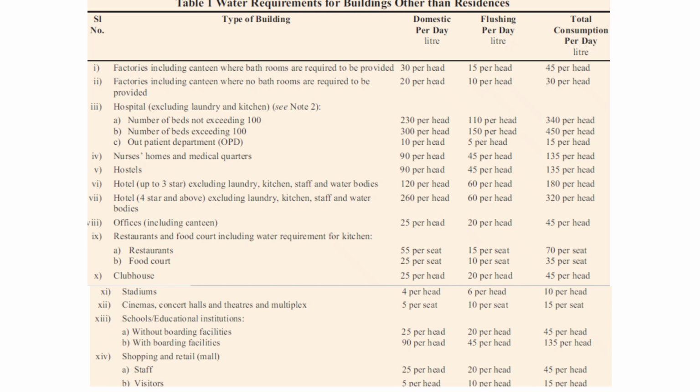Friends, this chart provides the water requirement in non-residential building, and it is very comprehensive for all types of occupancies, and a person can take detail. I will describe the offices. They say domestic water supply 25 per head, flushing 20 per head, and 45 per head total consumption per day. You can find out for others.